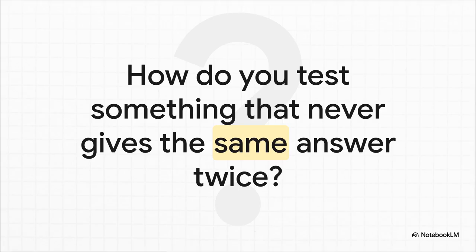And yeah, this is really the million-dollar question, isn't it? We're so used to normal software where you put something in and you get the exact same thing out every time. It's predictable. But LLMs, they're a totally different animal. They're literally designed to be creative, to be variable. So how in the world do you build a reliable test for that?